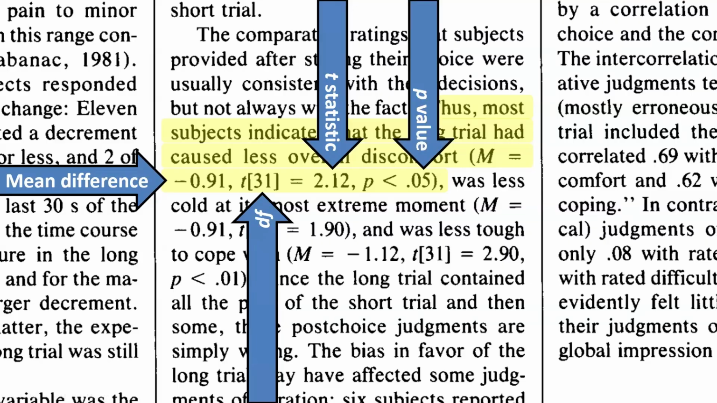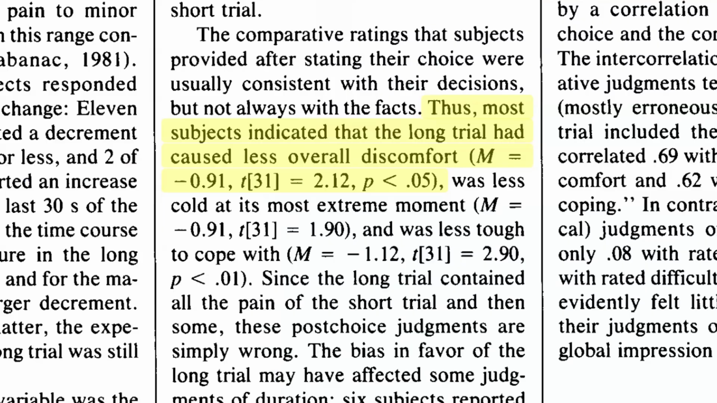Anyways, there is the degrees of freedom as well. And then finally, the p-value. And this is a nice indication that the alpha value was probably 0.05, because they're reporting less than 0.05, indicating that that was their criterion. Now, I was thinking about doing some of the other t-tests that they ran on other dependent measures. I didn't want to do that because it would take a little bit more time, but just to show you how tricked the minds of these subjects were, that sentence begins, thus most subjects indicated that the long trial had caused less overall discomfort.